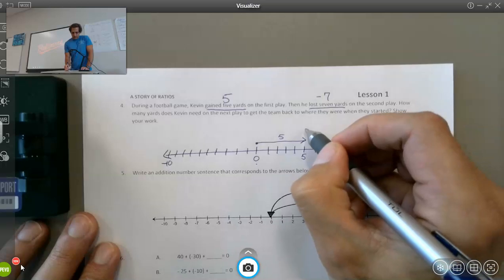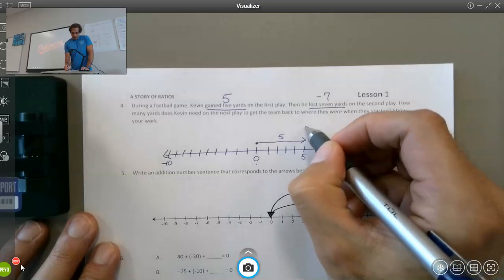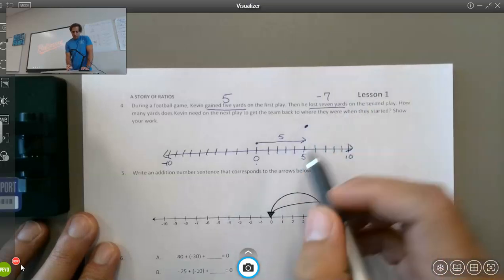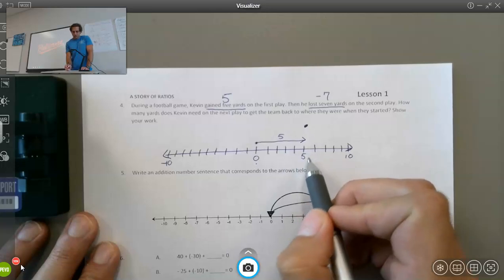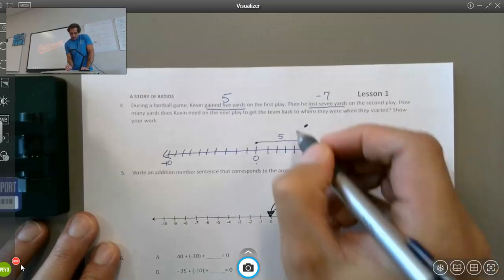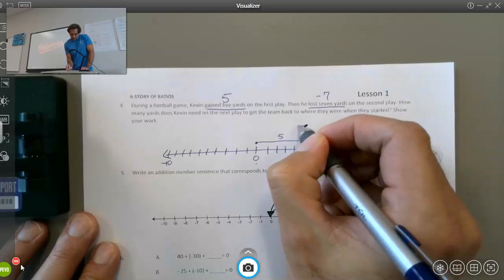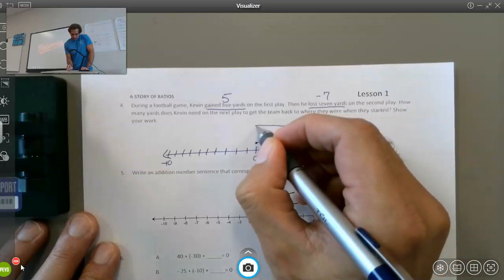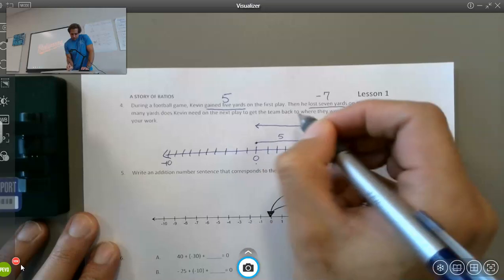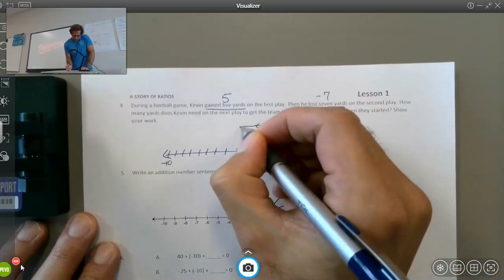Now, on the next play, it says that he lost 7 yards, so we need to start where we stopped on our previous vector. And we are going to go 7 to the left. I think it's interesting to look at how these kind of cancel out. There's 5 spaces, and I'm going to go 2 more spaces.